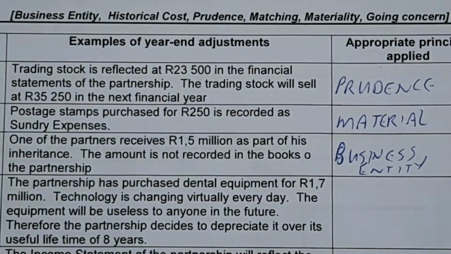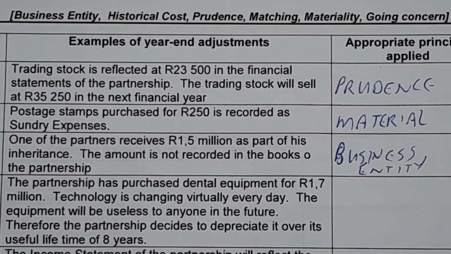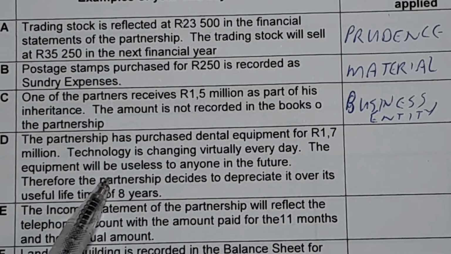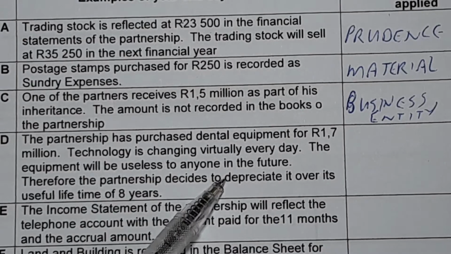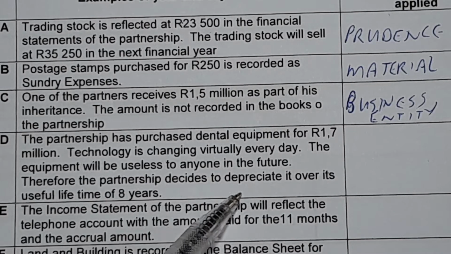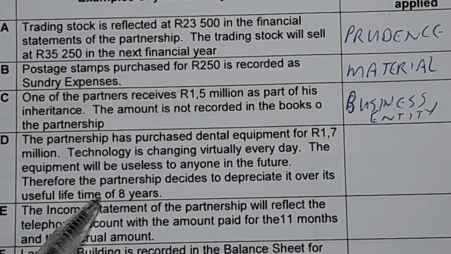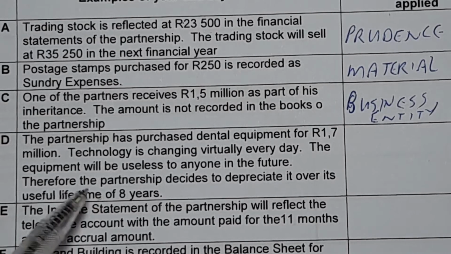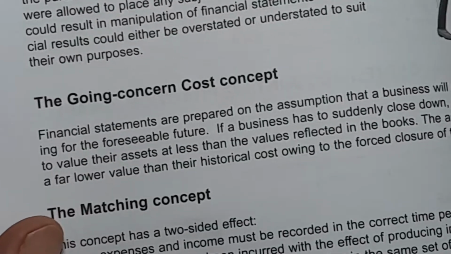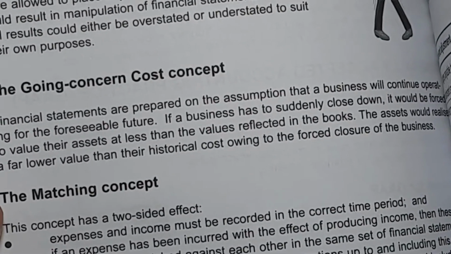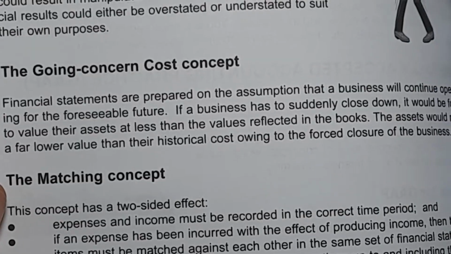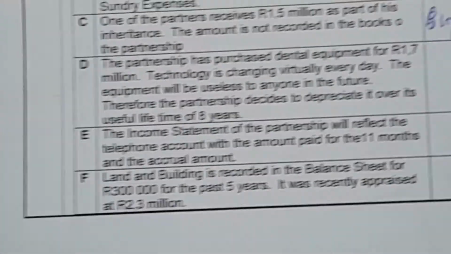Then the partnership has purchased equipment, dental equipment for 1.7 million. Technology is changing rapidly. The equipment will be useless to anyone in the future. Therefore, the partnership decides to depreciate it over the useful lifetime of 8 years. So next year they're going to do this, then the next year after that. So for 8 years, they're going to do that. So that would be going concern. Financial statements are prepared on the assumption that the business will continue operations in the foreseeable future. So that would be going concern.